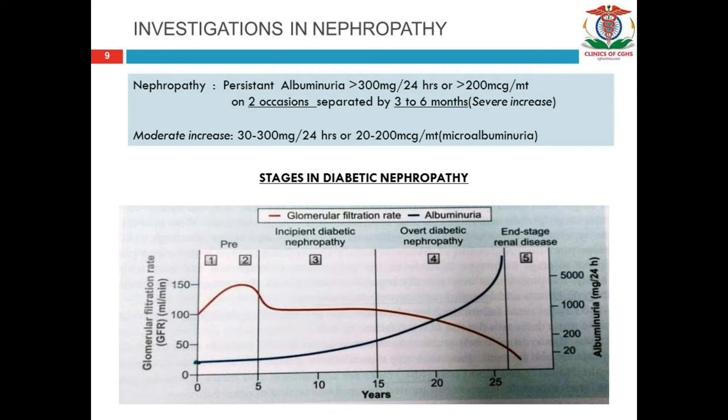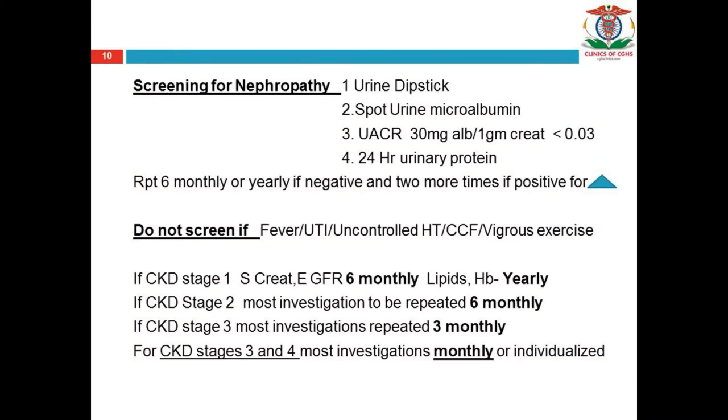In various stages of nephropathy, the proteinuria gradually increases, as we can see, and the GFR decreases. Initially in stage 1, the GFR is a little raised, but then the GFR decreases from 90 to 60, then 60 to 45, 45 to 30, below 30, and then ESRD is less than 15 eGFR. The proteinuria increases; a moderate increase is 30 to 300 milligram in 24 hours or 20 to 200 microgram per minute, which is microalbuminuria. And previously we used to say macroalbuminuria when it crosses 300 milligram per 24 hours. So that becomes a severe nephropathy.